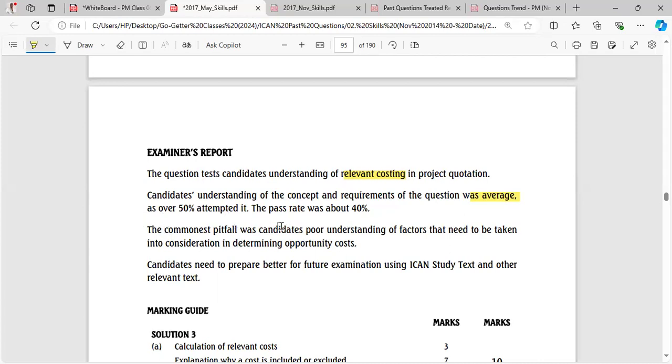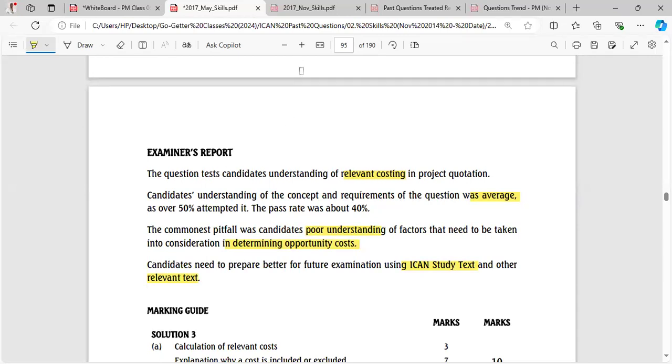Now they say the commonest pitfall was candidates' poor understanding of factors that needed to be taken into consideration in determining opportunity cost. Candidates need to prepare better for future examinations using the ICAN study text and other relevant texts. That's why most times we refer to your ICAN study pack and your ICAN Pathfinder, because they are relevant study guides. Okay, we've done with the first part of the question.